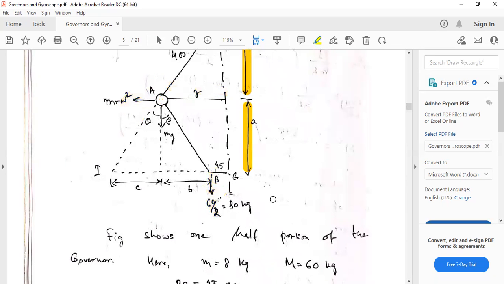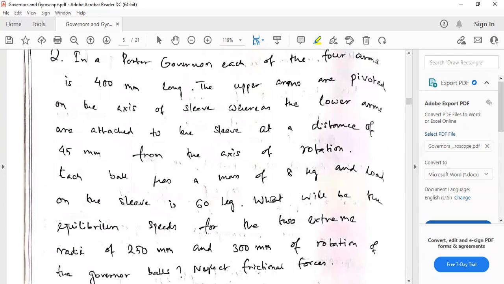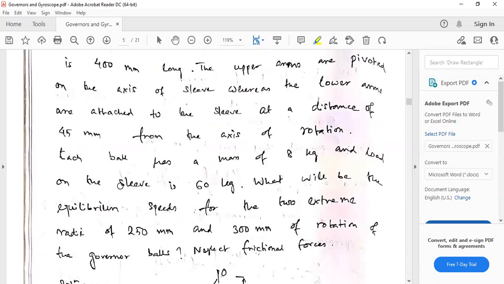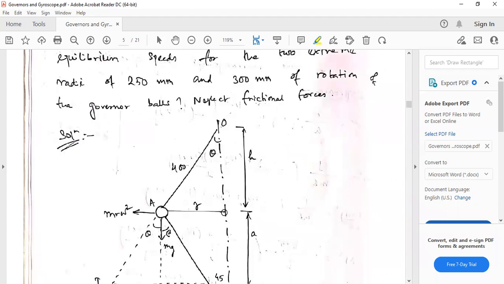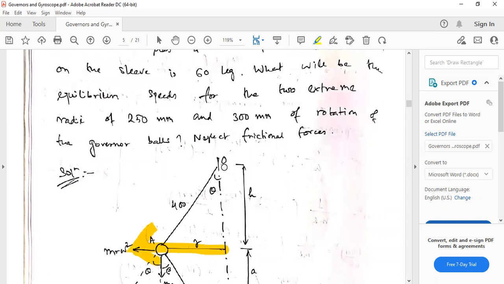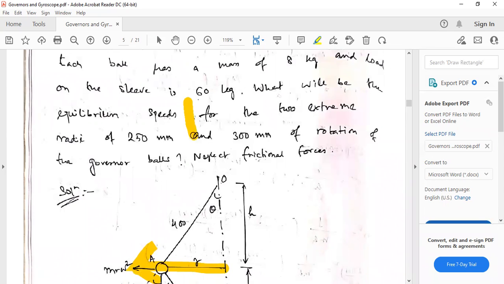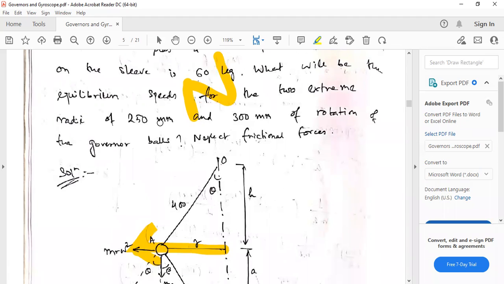Now let's further read the question, what is given here. Each ball has a mass of 8 kg, so we know the value of small m, and the load on the sleeve is 60 kg, so capital M value is also known. What will be the equilibrium speed for the extreme radii of 250 mm and 300 mm? That means at r equal to 250 mm, what will be the speed? Equilibrium speed means n. At r equal to 250 mm, what will be n? And again at 300 mm, what will be n?